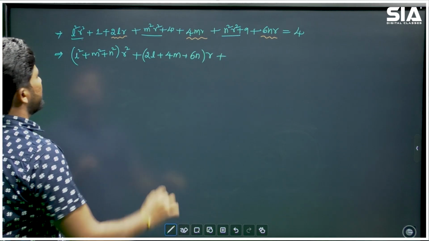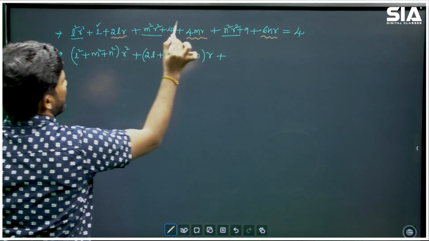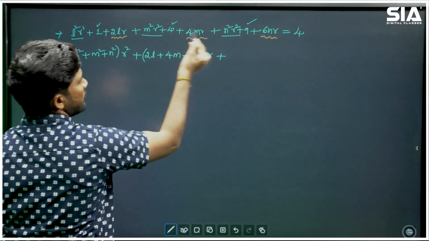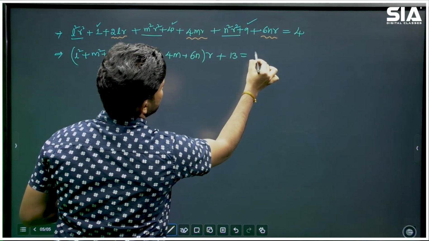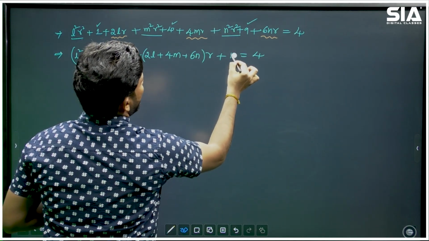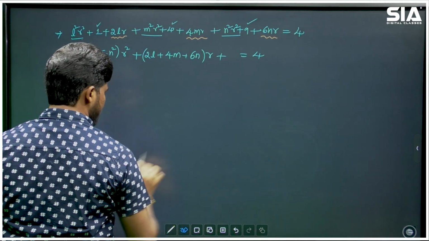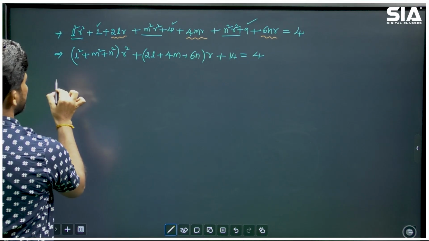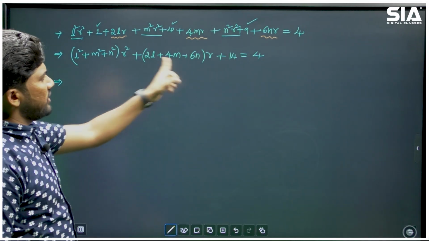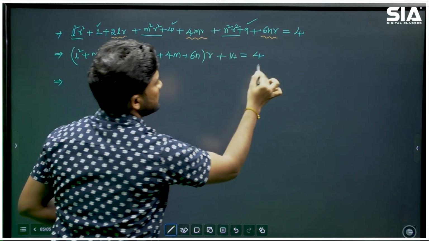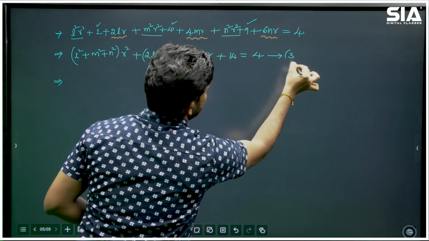Next, what are the remaining values? The remaining values are 1 plus 4 plus 9. 1 plus 4 plus 9: 5 plus 9, we got 14. So that value is 14, and 14 is equal to 4. So this is the equation value. Already we have taken equation 1 and equation 2. Now take this one as equation number 3.